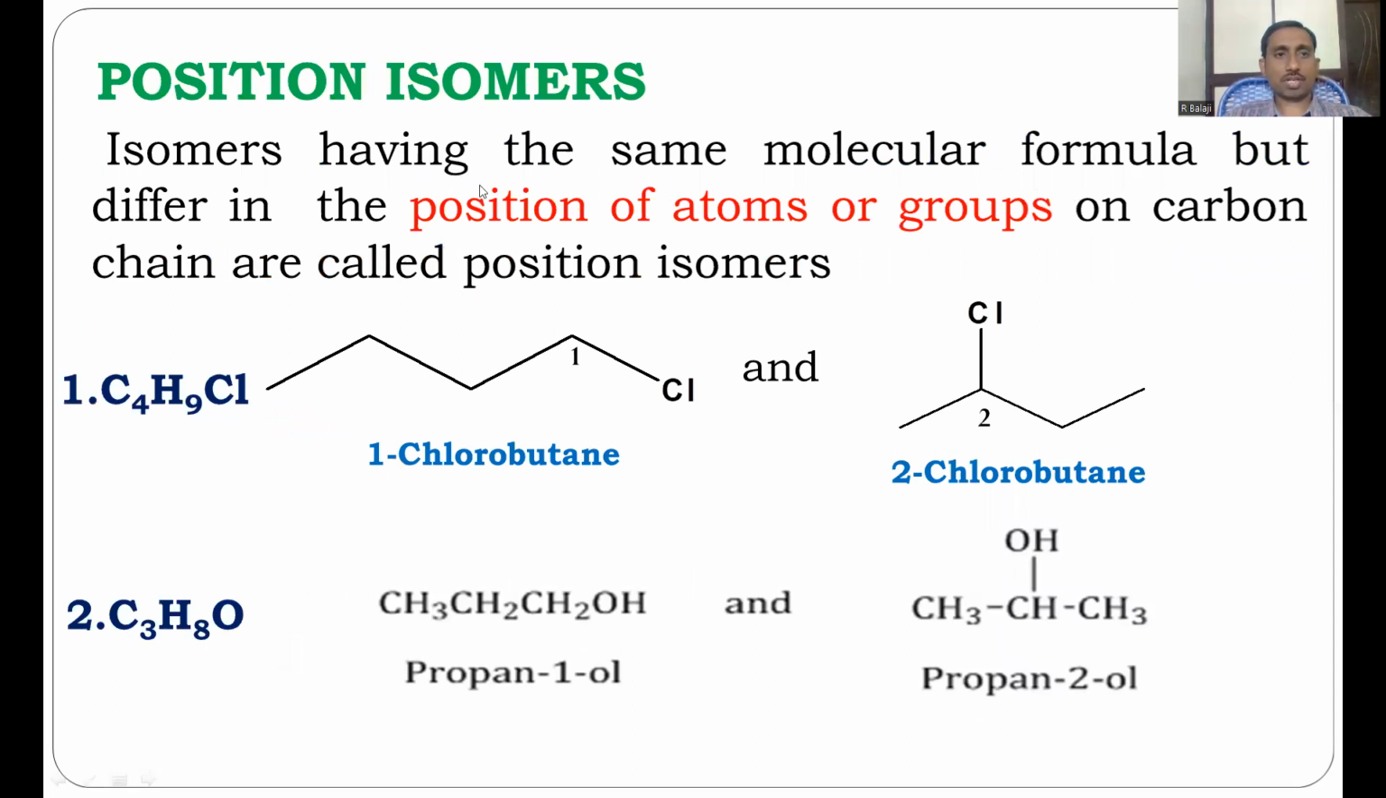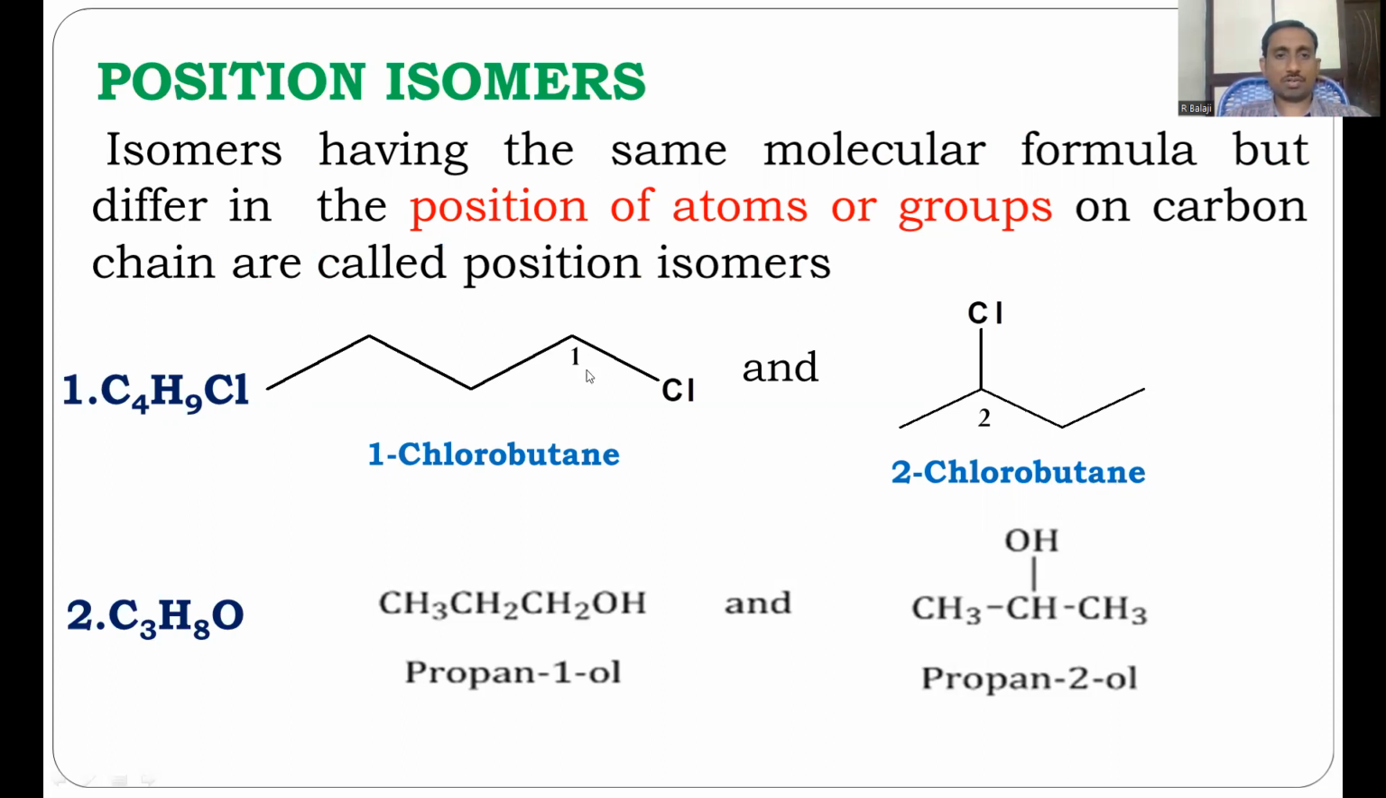Now coming to position isomerism: isomers having the same molecular formula but differing in the position of atoms or groups on the carbon chain are called position isomers. I will take an example: C4H9Cl. The first possibility is 1-chlorobutane, and the second possibility is 2-chlorobutane.